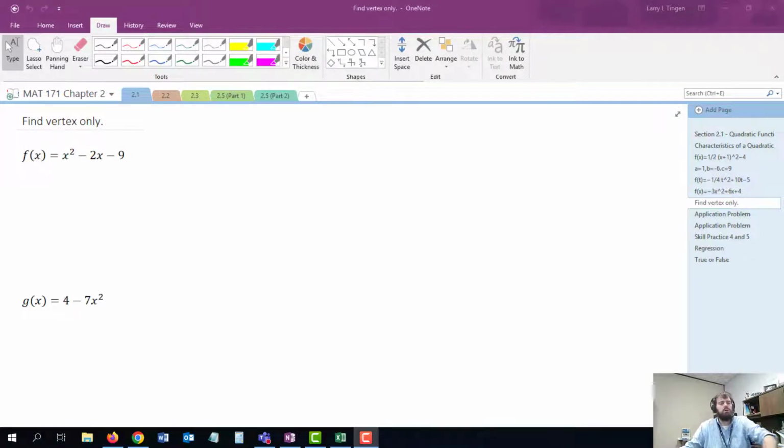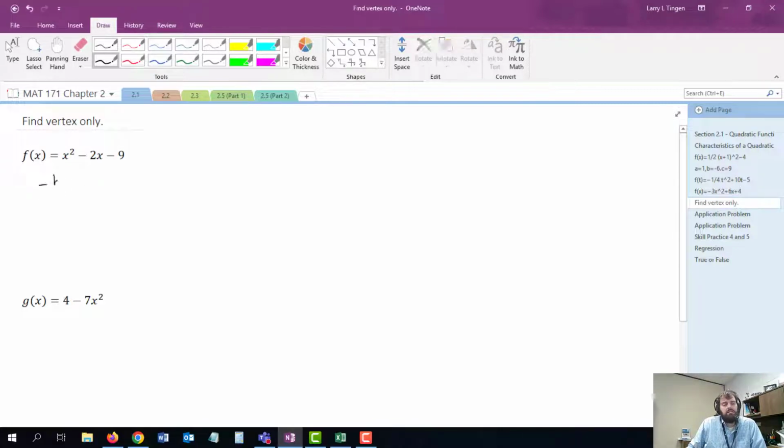Now we're going to finish up section 2.1. We're picking up on page 7 of the notes, and the questions are now just asking us to find the vertex only. So the first function I have is f of x is equal to x squared minus 2x minus 9.